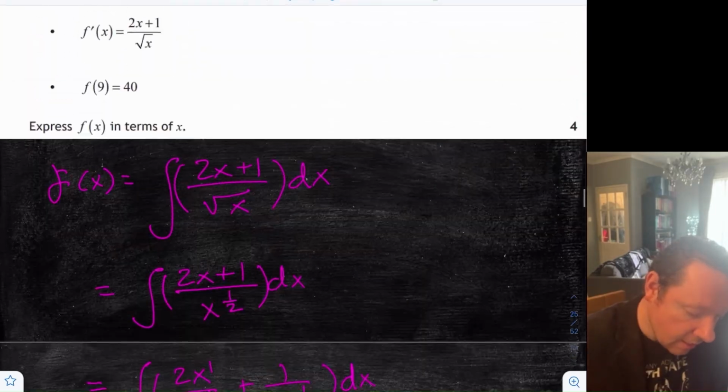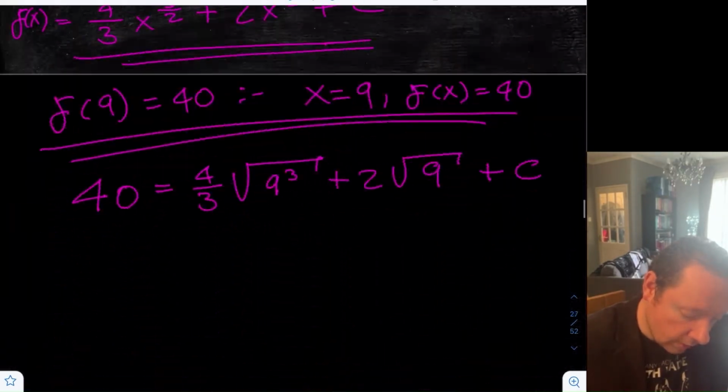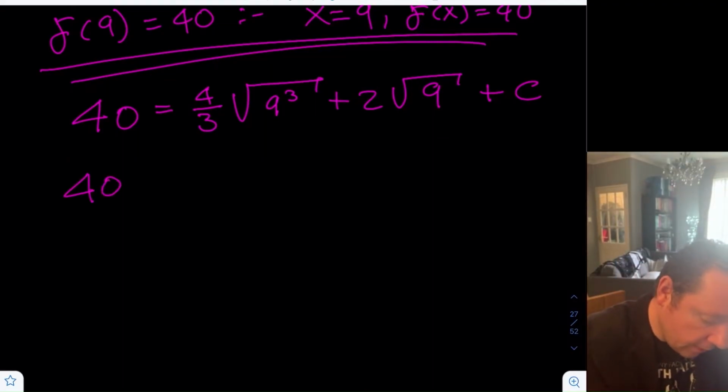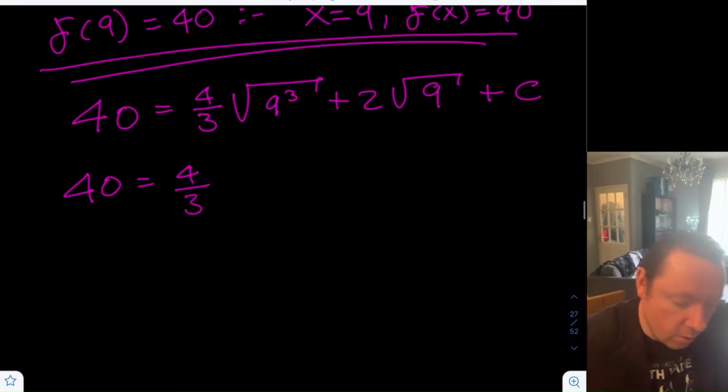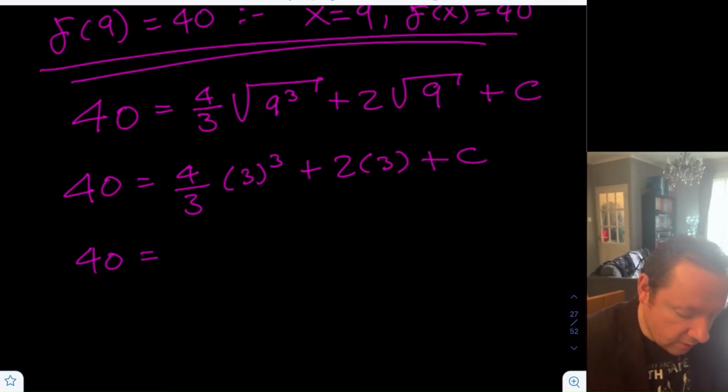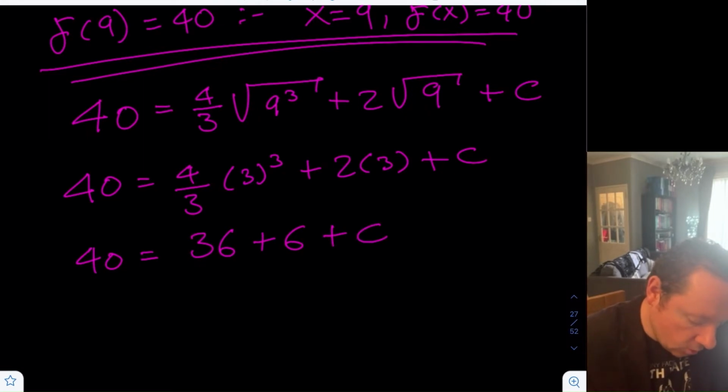This is a calculator paper, but you can do it without a calculator really. So 40 equals 4 thirds. The square root of 9 is 3, so that gives me 3 cubed coming out. Plus 2 times 3 plus c. Now use a calculator anytime you want. 3 cubed is 27 divided by 3 is 9. 9 fours is 36. 2 threes is 6 plus c. So we get 40 is 42 plus c. And therefore c is equal to minus 2.